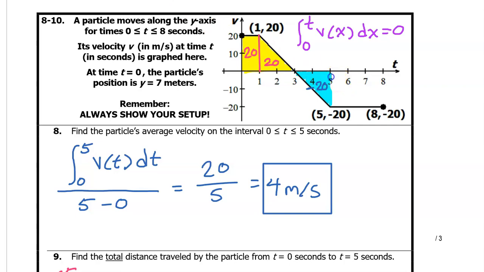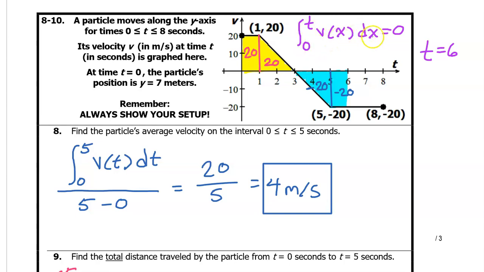So if we go over one more space, all right, if we go over to 6, that gives us an extra negative 20. Now the positive area is completely canceled out by the negative area, and we have a net area of 0. So the answer is going to be t equals 6, because this is the value at which we have a net area of 0.